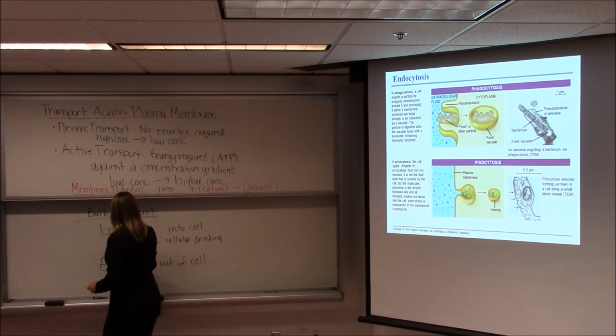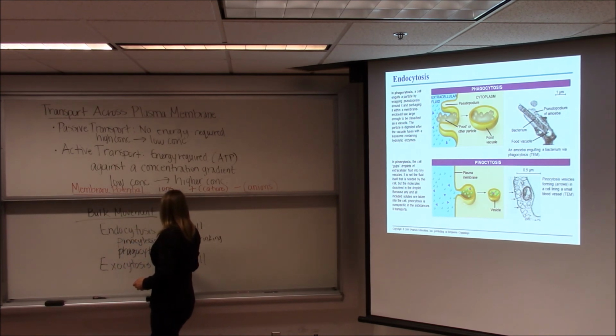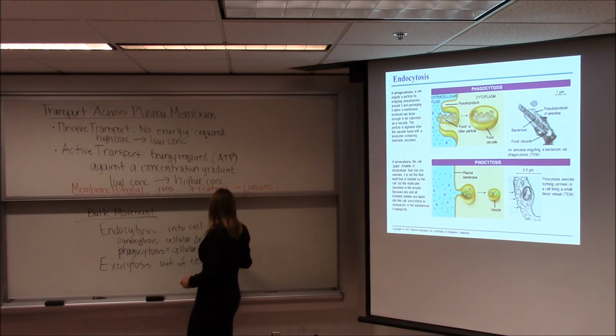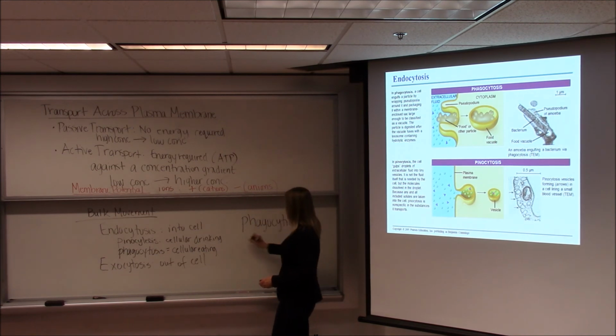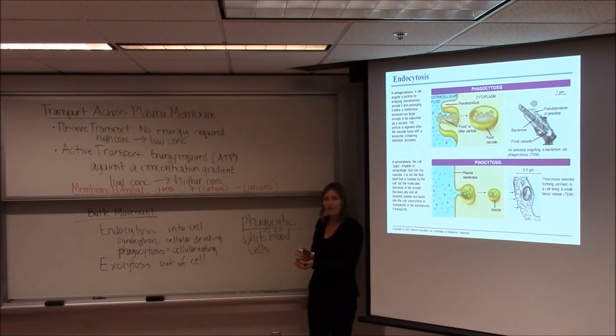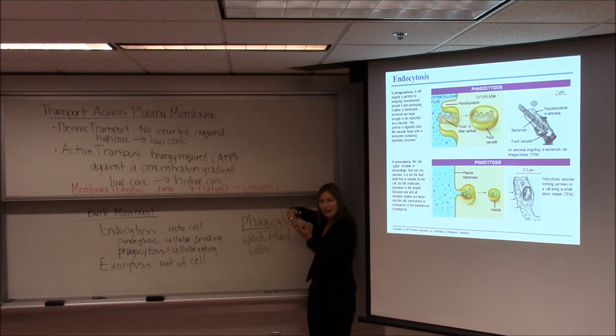So phagocytosis. This is cellular eating. And we have phagocytic white blood cells. These phagocytic white blood cells carry out phagocytosis. They wrap materials in membrane, sometimes entire cells, and they bring that in and digest it.